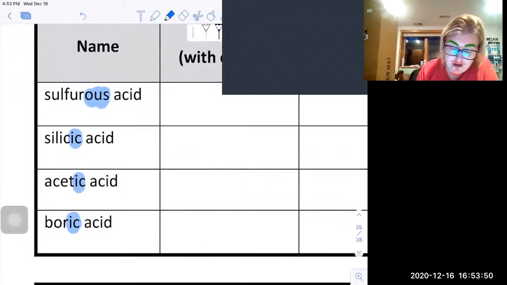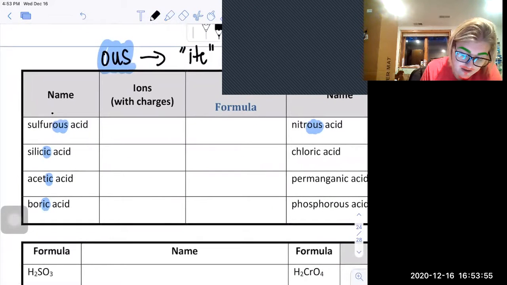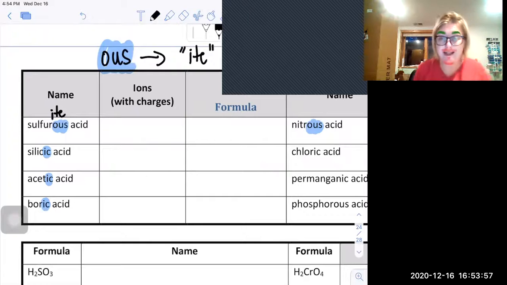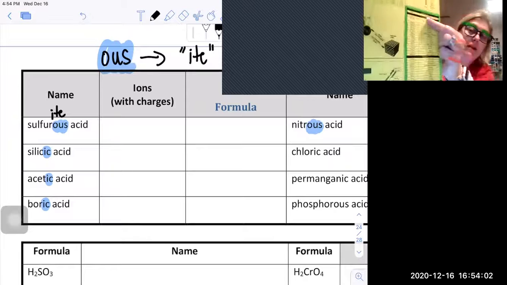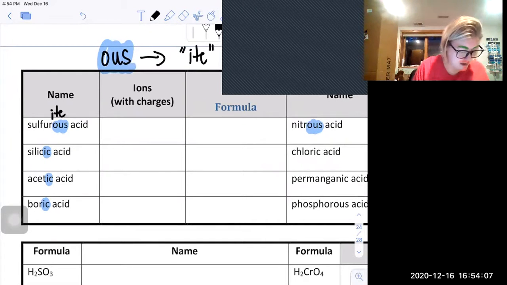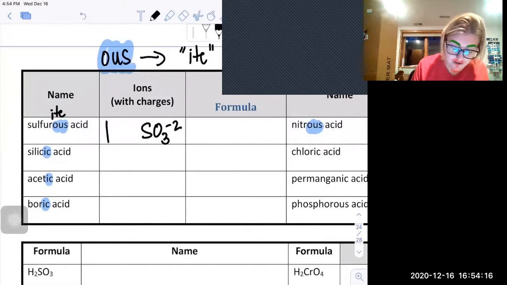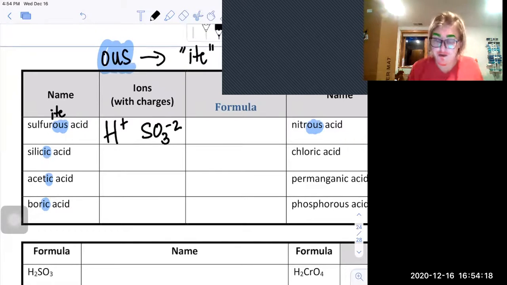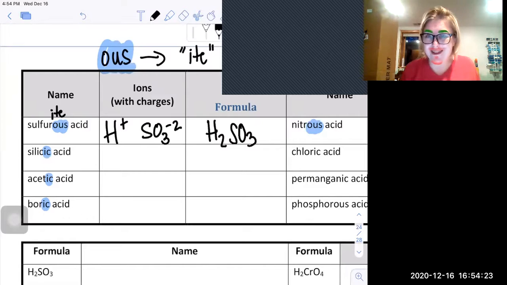So let's take a look at this. Sulfurous acid ends in OUS, so that must mean it used to be sulfite with an ITE ending. All ITEs and ATEs are right here on your periodic table. They're the polyatomics. So look up what sulfite was, and sulfite is SO3 with a -2 charge. It's an acid, so we know H comes first. Now crisscross your charges, and you have your formula.